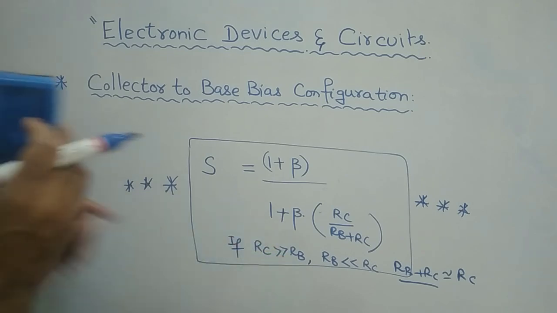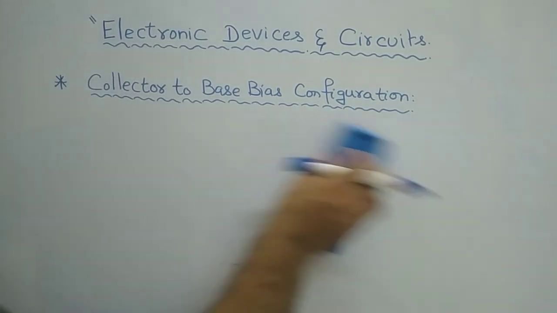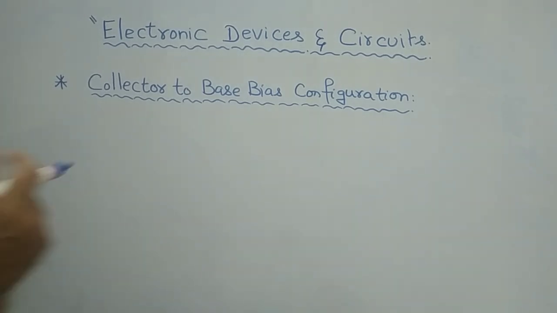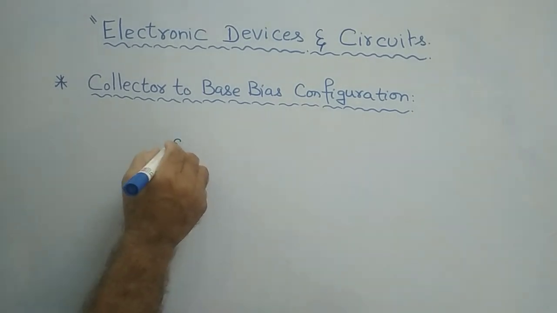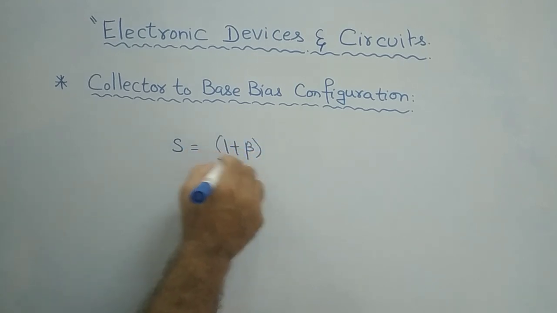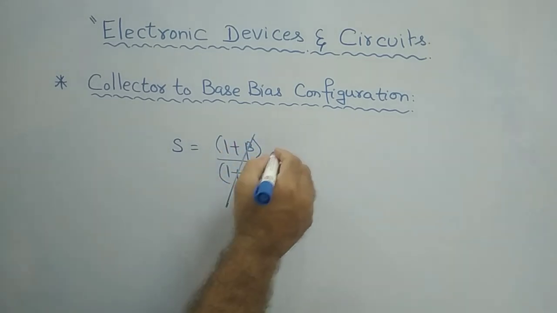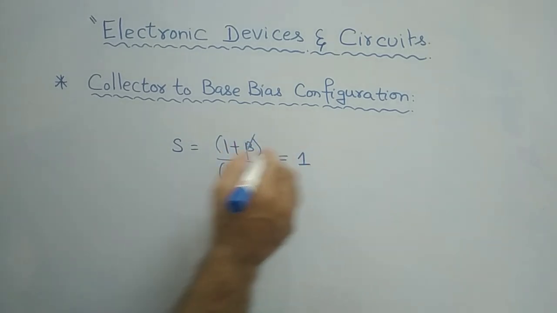So, if the base resistance is very, very small, then S is equal to 1 plus beta by 1 plus beta. Then both will be cancelled out, and your S value is 1.